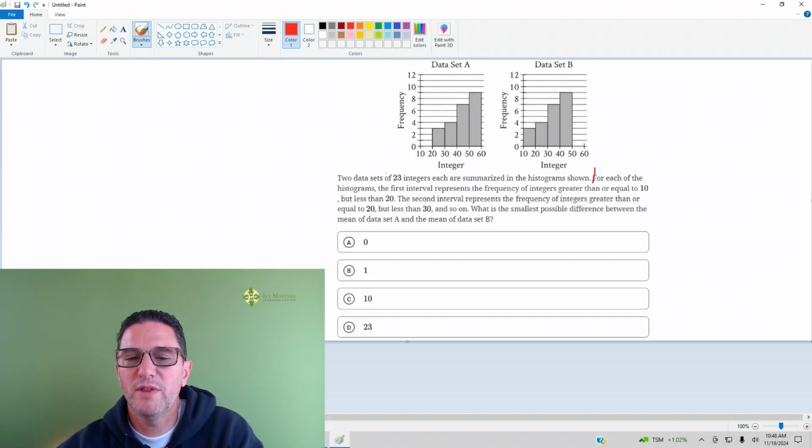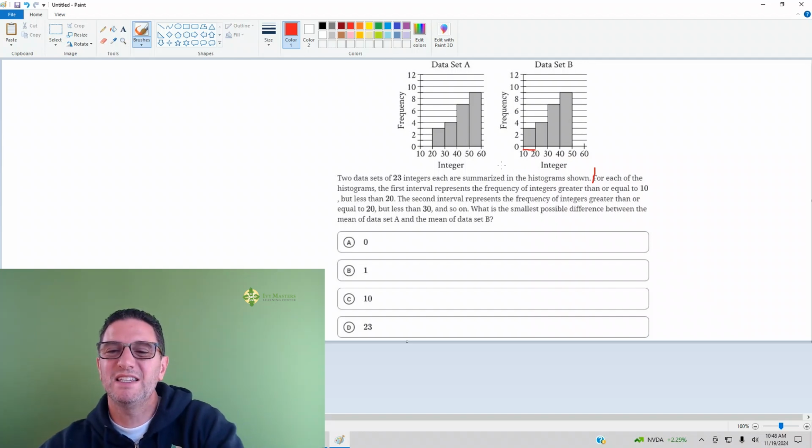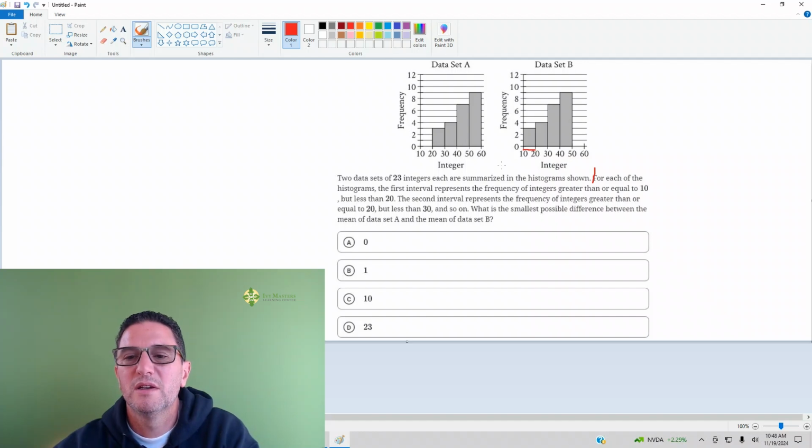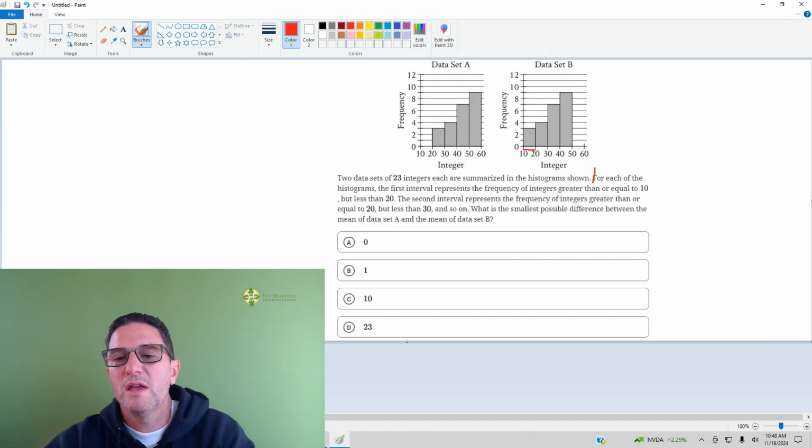For each of the histograms, the first interval represents the frequency of integers greater than or equal to 10, but less than 20. So if we were to look from here to here, the smallest possibility there is 10. The greatest integer possibility is 19 because it says less than 20. And then you'd have 20 to 29, 30 to 39, 40 to 49, 50 to 59. Great. The second interval represents the frequency of integers greater than or equal to 20 but less than 30, and so on. And we just established that.